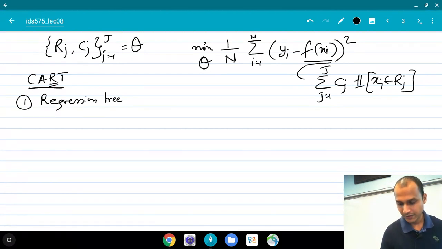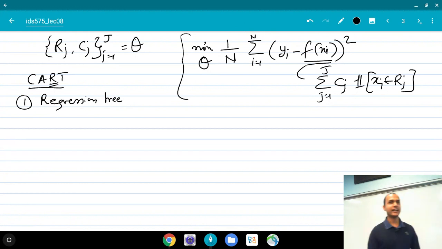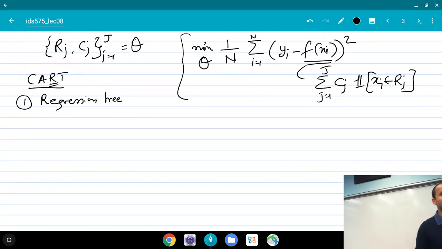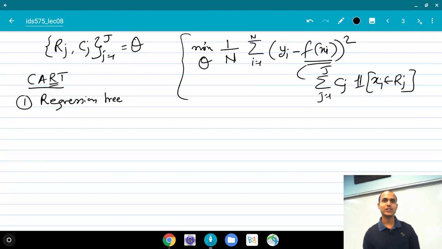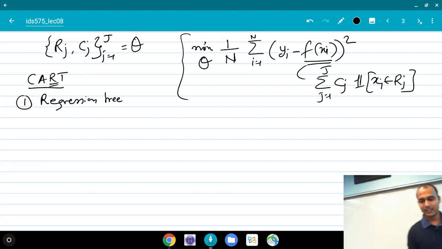If somebody has a package for doing this, you don't really have to care about the details of how it's optimized. But we'll go through an exercise of how it's optimized, because there will be a few choices, and we'll see some tricks in the process. Is this expression clear? Is it too notation heavy, or do you want examples?